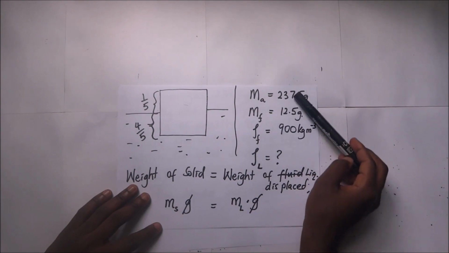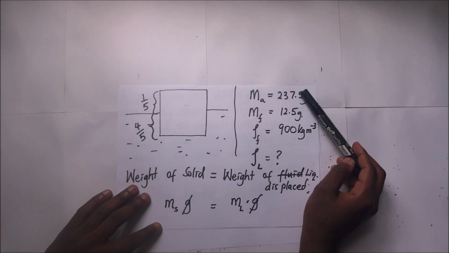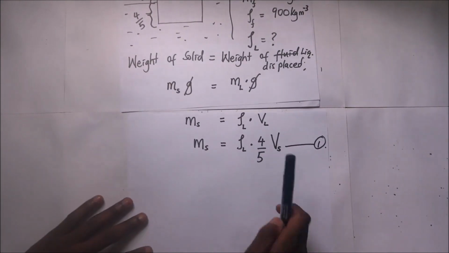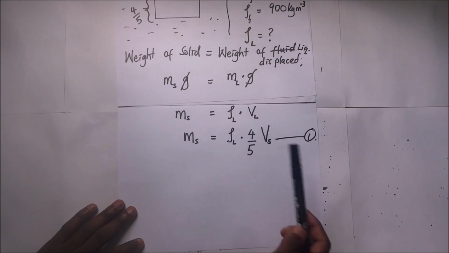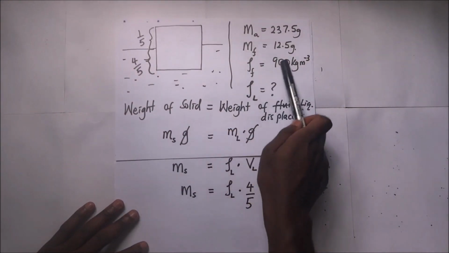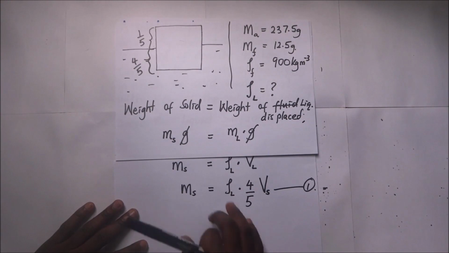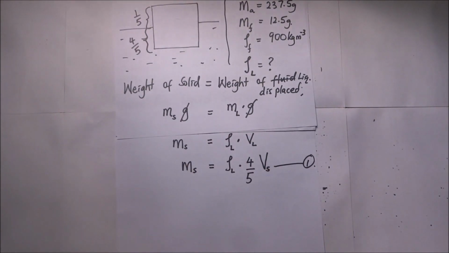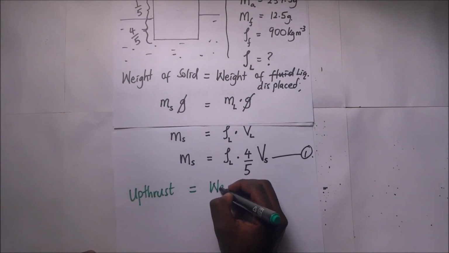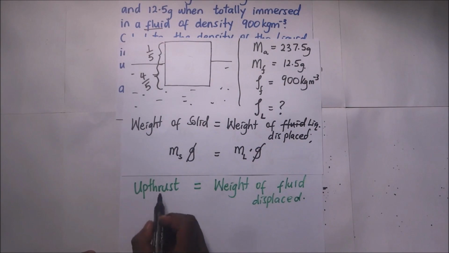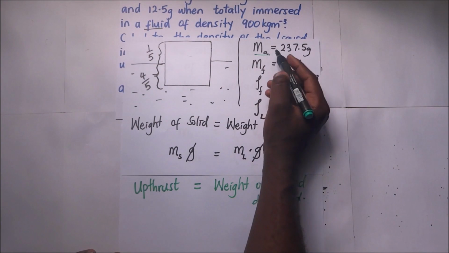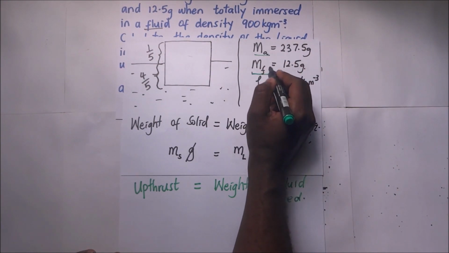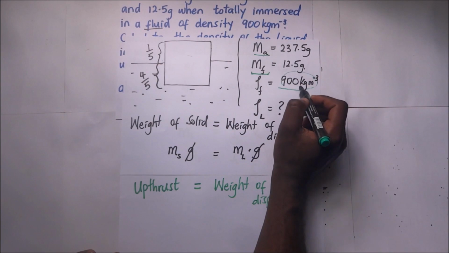If you look at this information, we can use Archimedes' principle. Remember, we were able to obtain this expression using the law of flotation. Now let's use Archimedes' principle with this information that we are given, to see where it lands us. From Archimedes' principle, we know that upthrust is equal to the weight of fluid displaced. From our question, we've been given the mass of this solid when it was in air, and the mass of this solid when it was immersed in the fluid whose density was 900 kilograms per meter cubed.